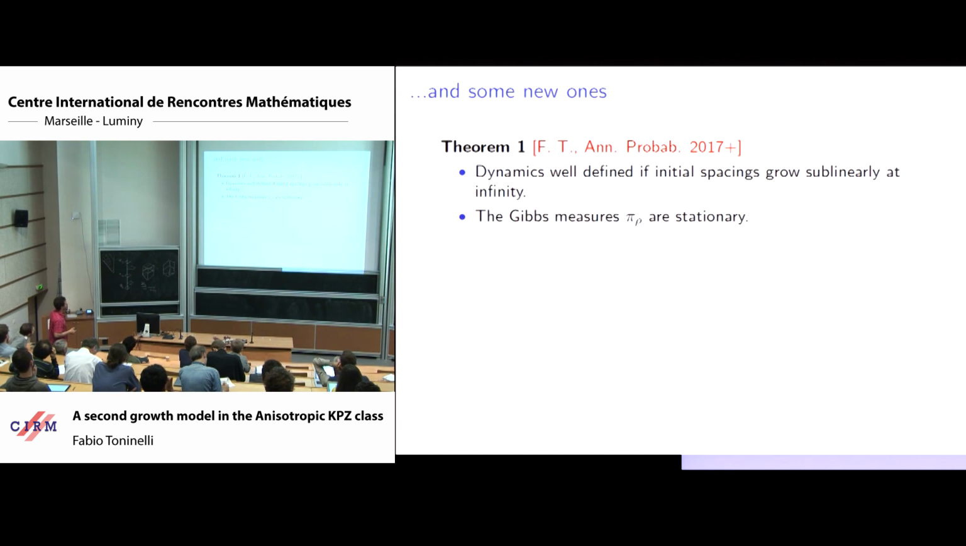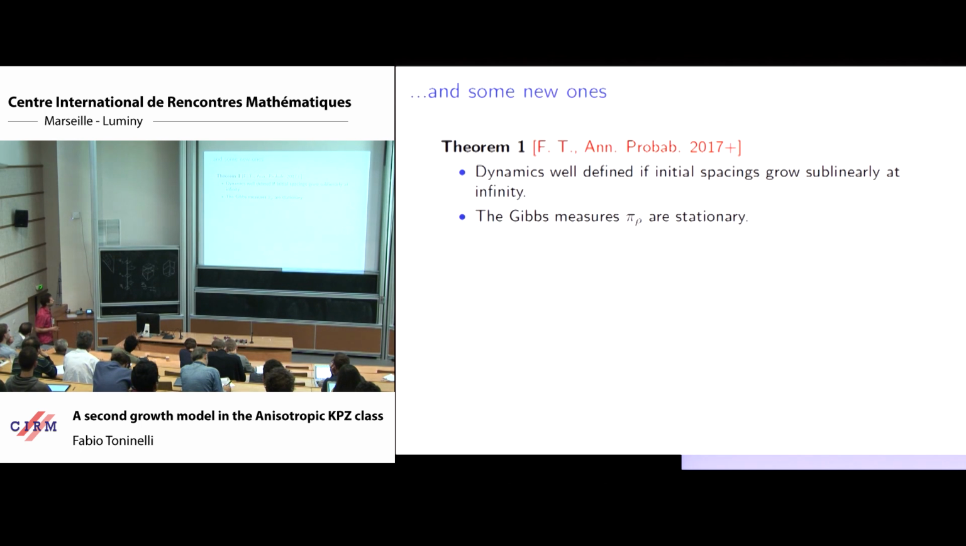The second point is more important. If you sample your initial condition from the Gibbs measure with some slope, then you stay in the Gibbs measure forever. So these measures are stationary. And that's for arbitrary P and Q? Yes, in this theorem I'm not assuming the totally asymmetric case, so these measures are stationary for arbitrary P and Q.